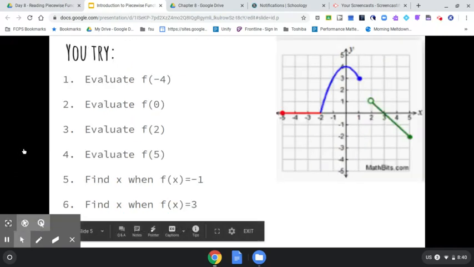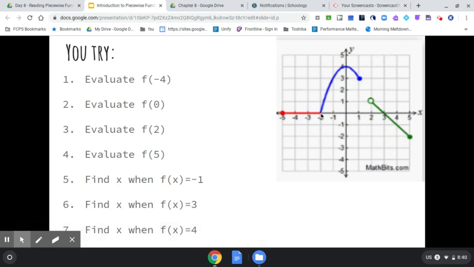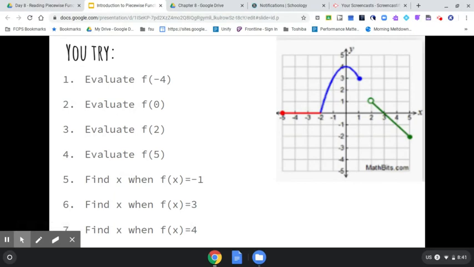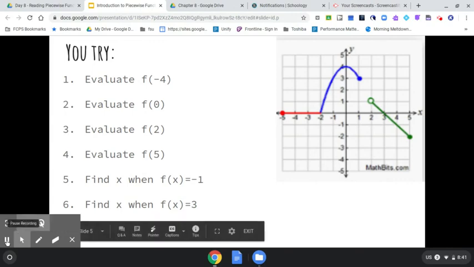Okay, here's a U-try. So new graph, new piecewise function over here. Take a look at these 7 questions and see if you can evaluate the questions for those x and y values. Pause the video and then unpause to get the answers.